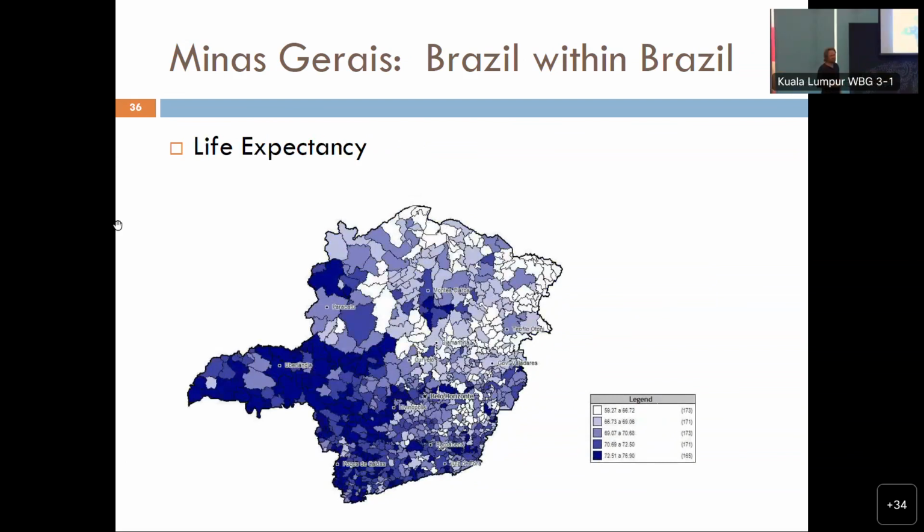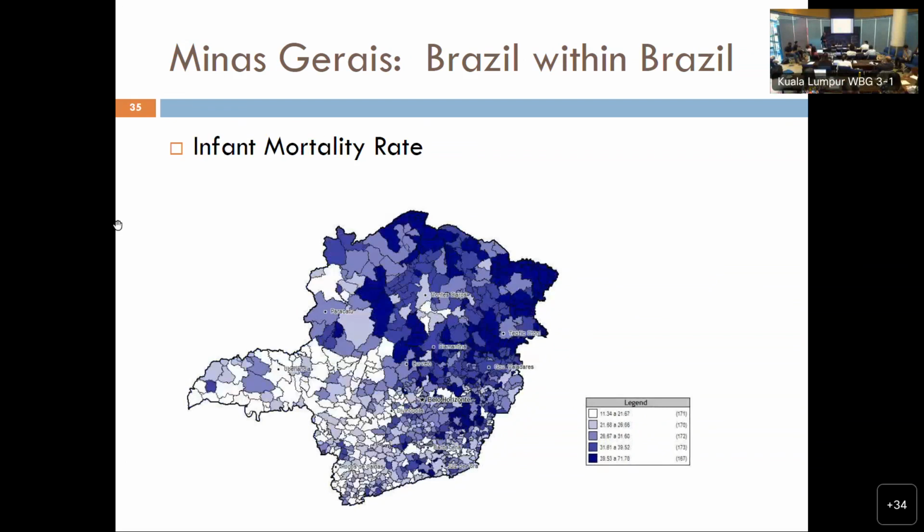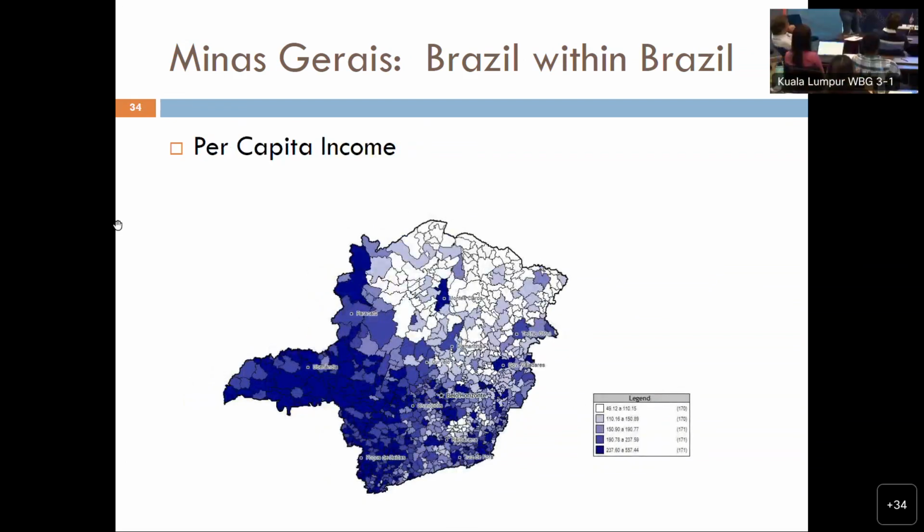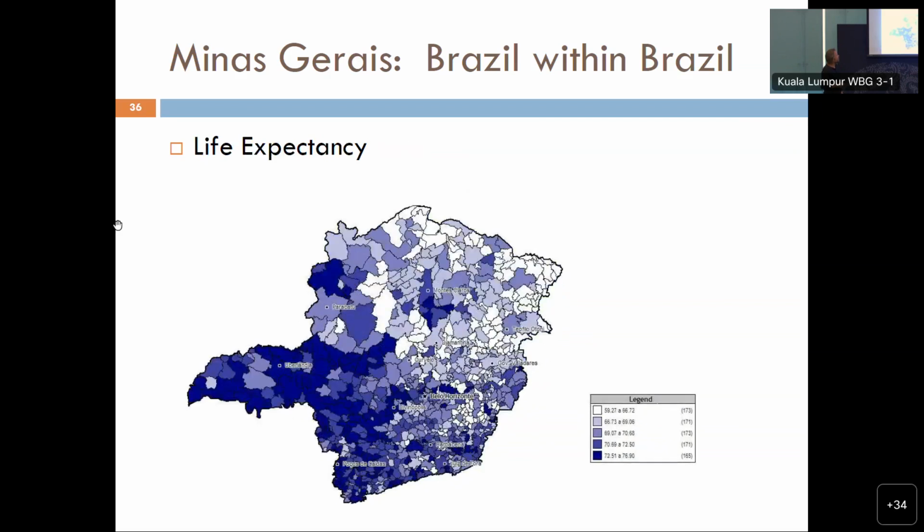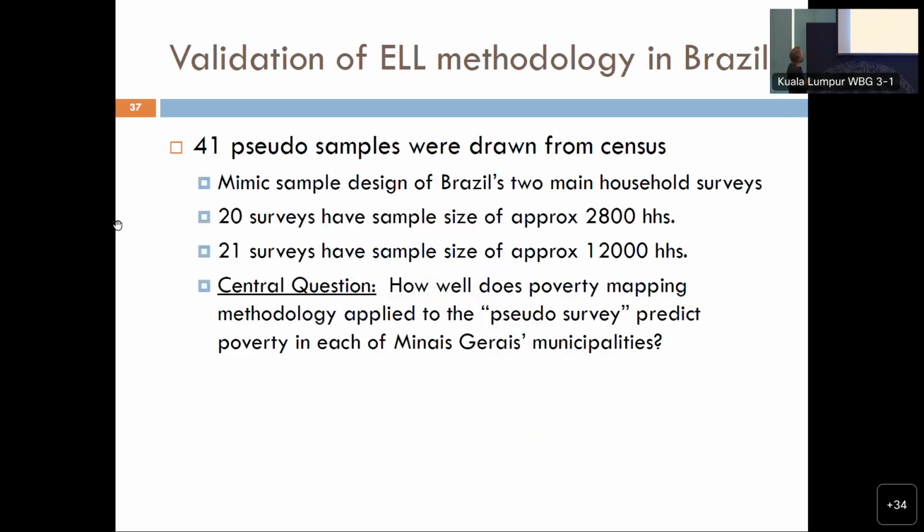This is life expectancy for adults. Again, it's a remarkable correspondence between those. So this only goes to show you that, anyway, this is just to familiarize yourself with Venezuela and its geography of standard of living.